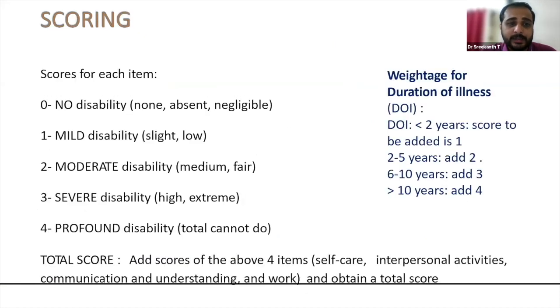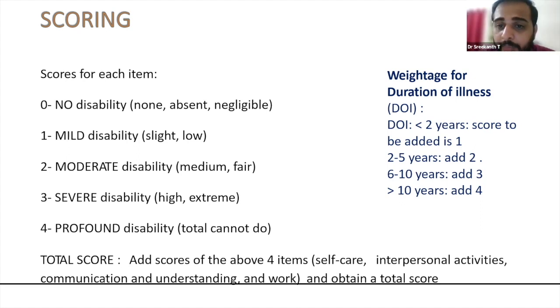The scoring pattern of IDEAS is 0 is no disability, 1 is mild disability, 2 is moderate disability, 3 is severe disability, and 4 is profound. Along with that, we also add the duration of illness. Duration of illness of 0 to 2 years scores 1, 2 to 5 years scores 2, 6 to 10 years scores 3, and above 10 years the person gets score 4. Here there is a technical issue in terms of calculating the duration of illness.